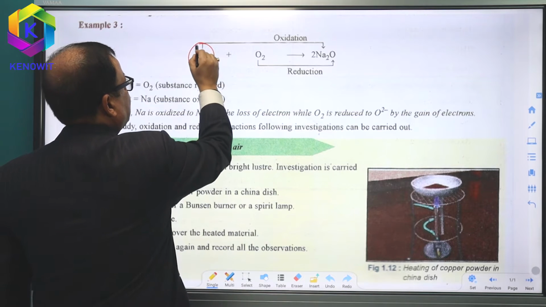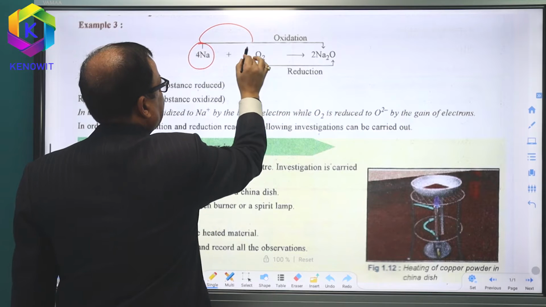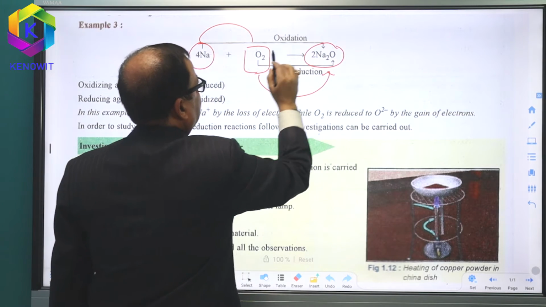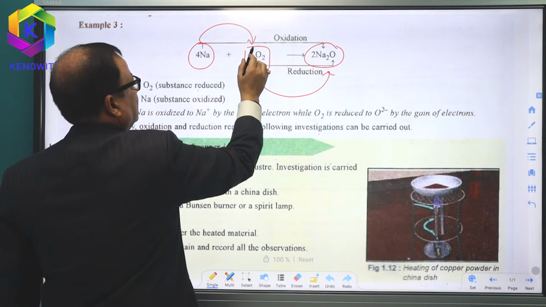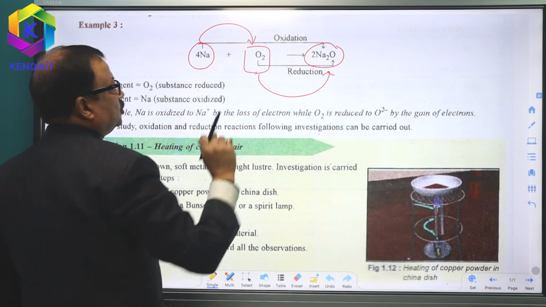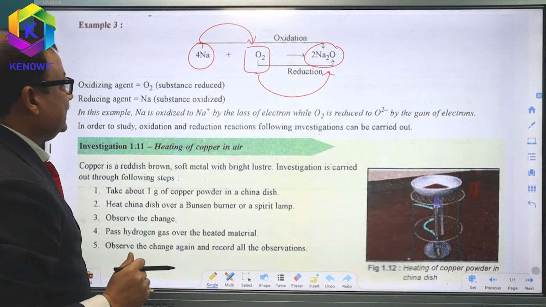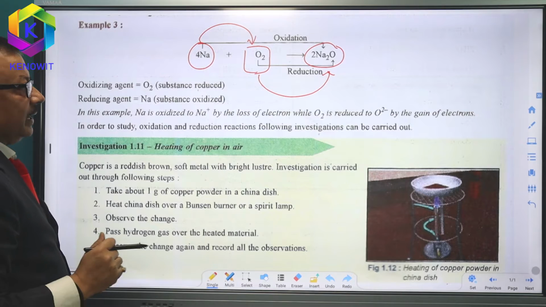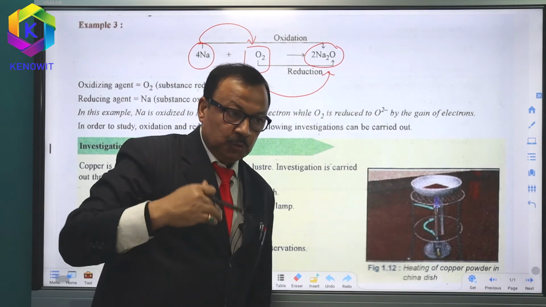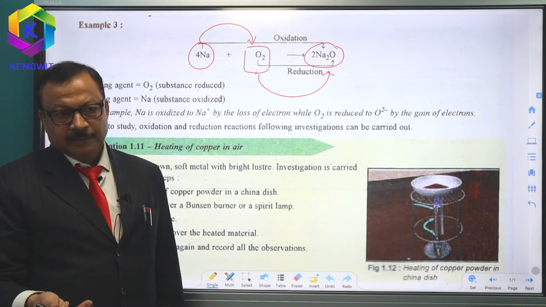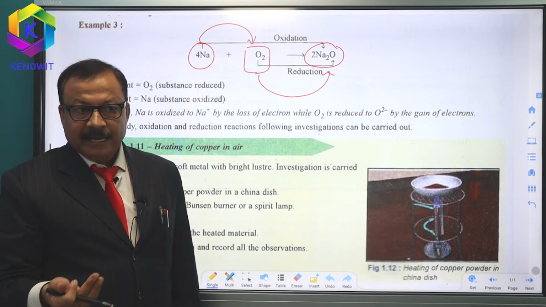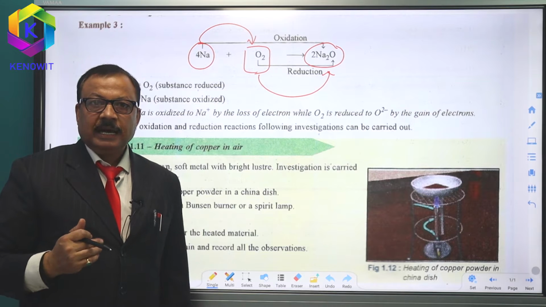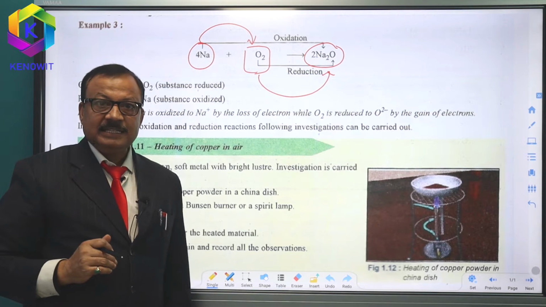Basically, sodium combines with oxygen and gives sodium oxide. So in this reaction, sodium combines with oxygen and after the combination gives sodium oxide. So the oxidizing agent is oxygen and the reducing agent is sodium. Why? Because if an element loses electrons, loss of electrons is oxidation and the losers are reducing agents, and gain of electrons is reduction and gainers are oxidizing agents.